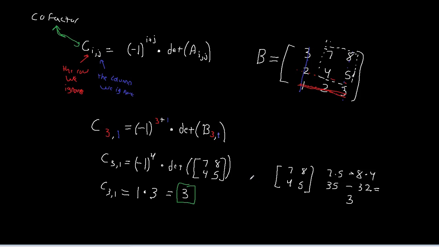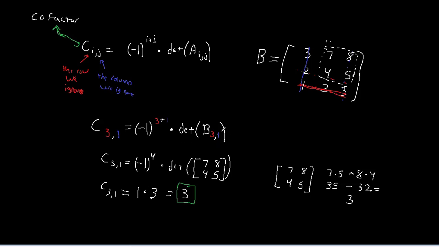Again, to recap that: for the cofactor, we designate a row and column that we're going to ignore, just like when we were doing the matrix minor. In fact, that's because we are actually going to use that matrix minor, calculate its determinant, and multiply it by either a positive or a negative 1, depending on whether this is even or odd, to give us our cofactor. We went through two examples, so hopefully this makes sense.